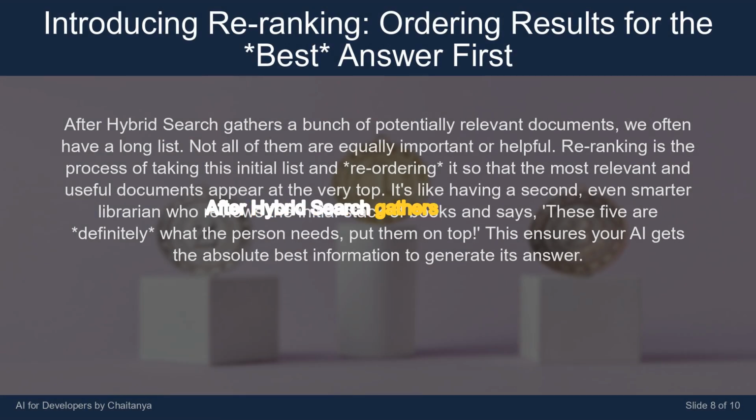After hybrid search gathers a bunch of potentially relevant documents, we often have a long list. Not all of them are equally important or helpful. Re-ranking is the process of taking this initial list and reordering it so that the most relevant and useful documents appear at the very top. It's like having a second, even smarter librarian who reviews the initial stack of books and says, "These 5 are definitely what the person needs. Put them on top." This ensures your AI gets the absolute best information to generate its answer.